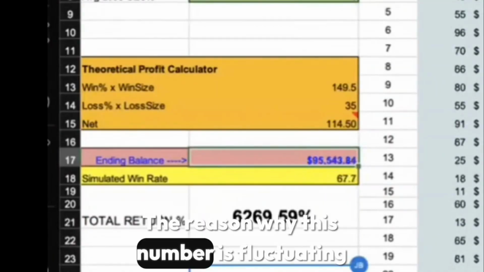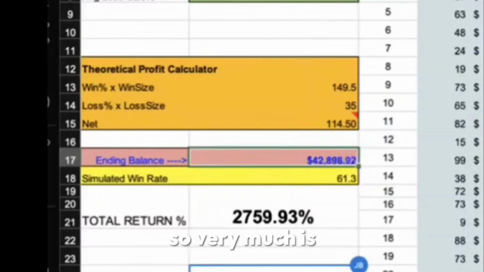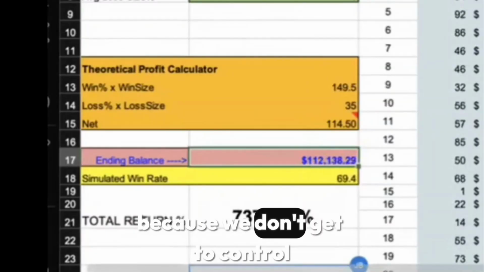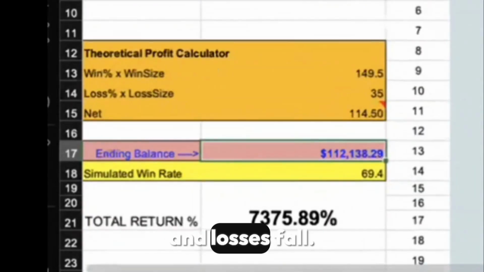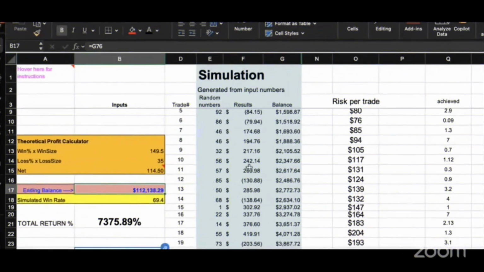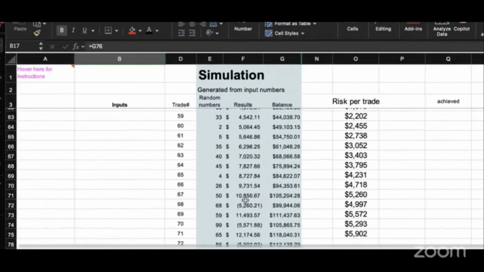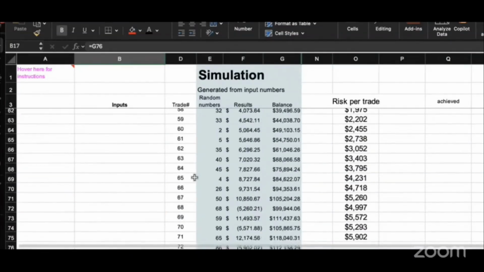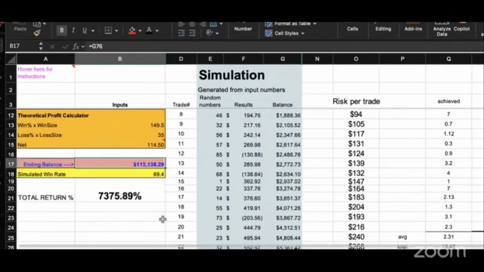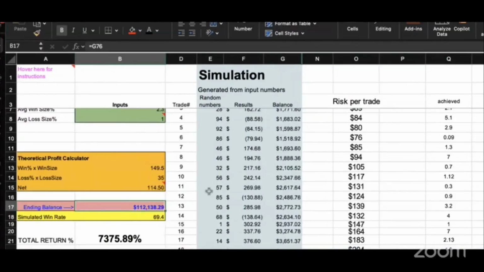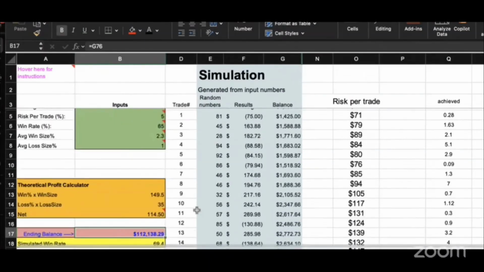The reason why this number is fluctuating so much is because we don't get to control where the wins and losses fall. If all of your losses happen to fall down here where you're using the biggest lot sizes, it's still technically a 66% win rate, but they fell at the wrong spot. So this is really cool. This is fun for me. It's like a video game. I'm kind of a nerd like that.